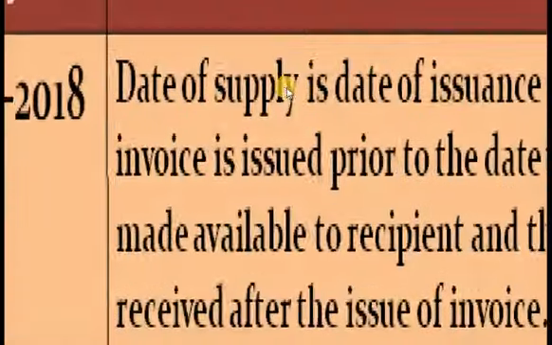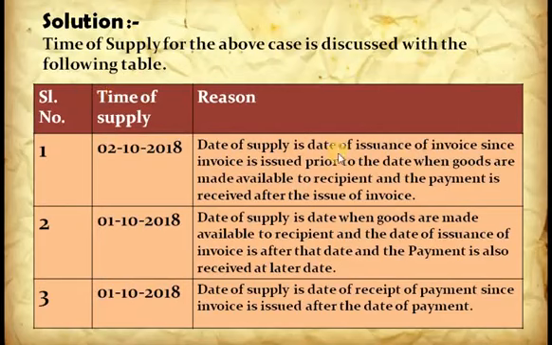So the time of supply for the above cases is discussed with the following table. Very clearly, in the first case we found 2nd October. The reason is that the date of supply is the date of issuance of invoice, since the invoice is issued prior to the date when goods are made available to the recipient and the payment is received after the issue of invoice.